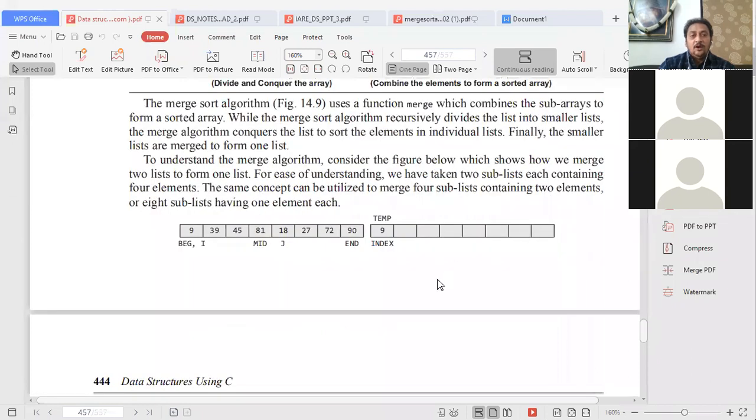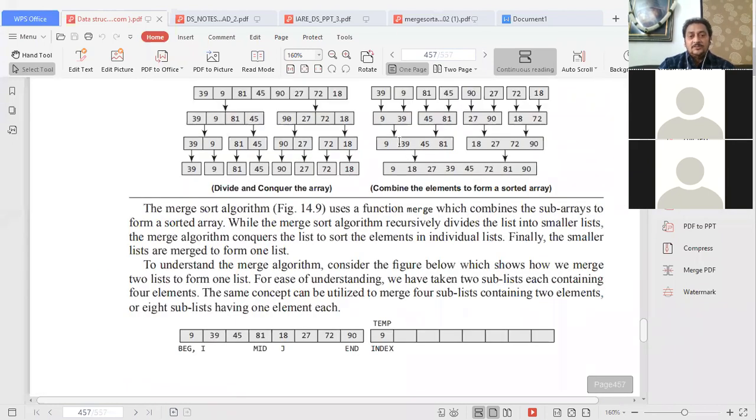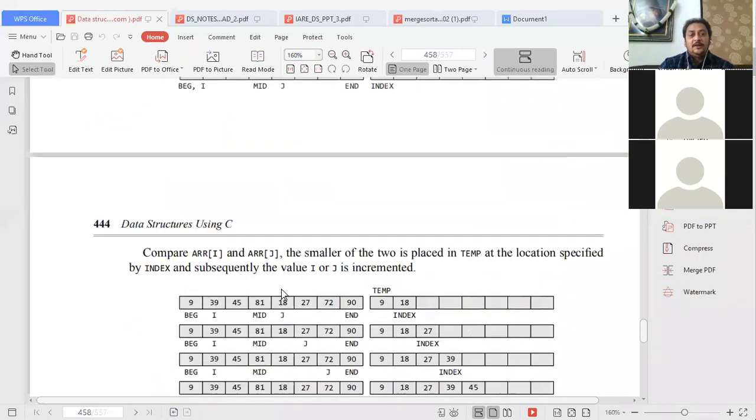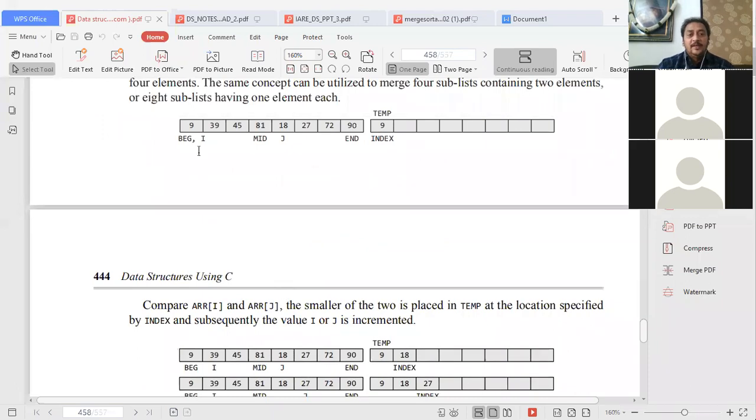So how are we supposed to add them to the final array? Once we have A1 and A2, how do we add them into a single array containing all the elements in ascending order? For that, we use 3 different pointers: one is beg, another is mid, and the other is end.